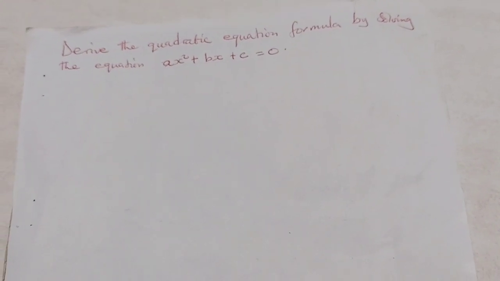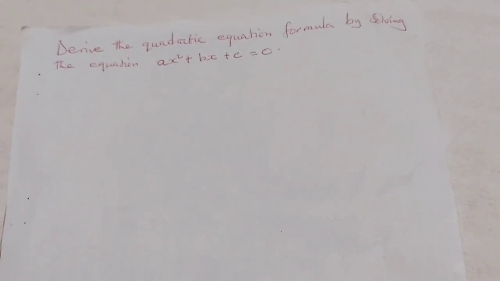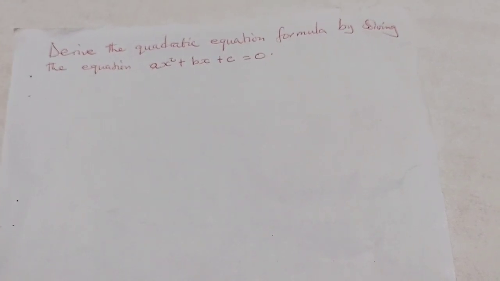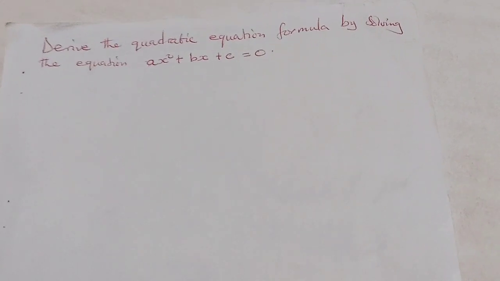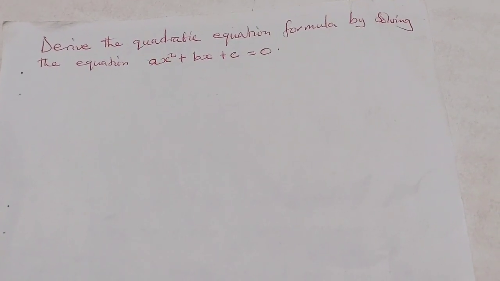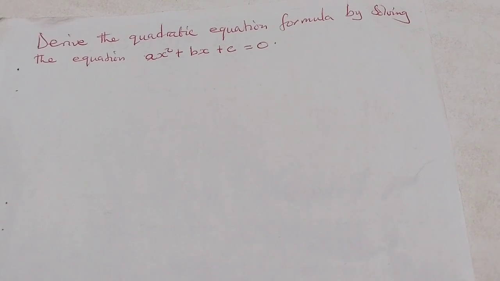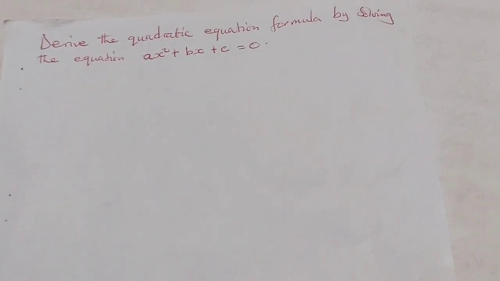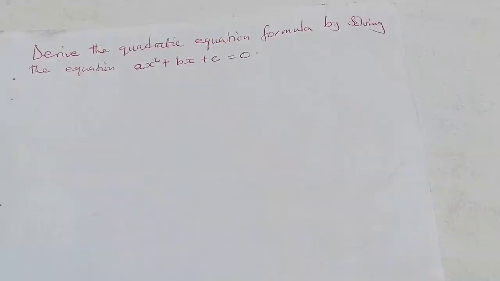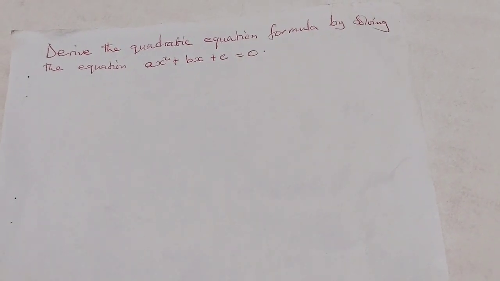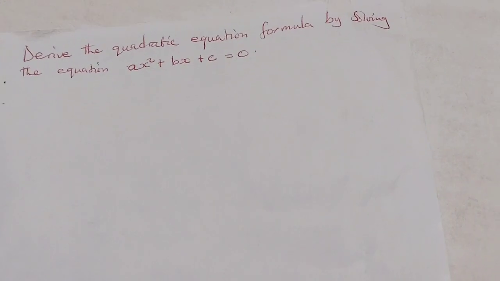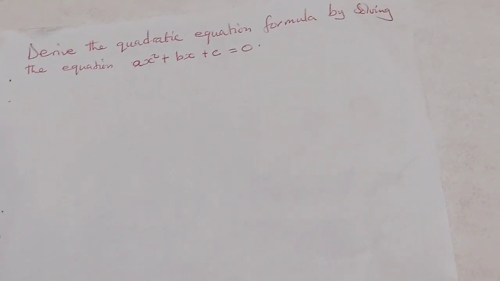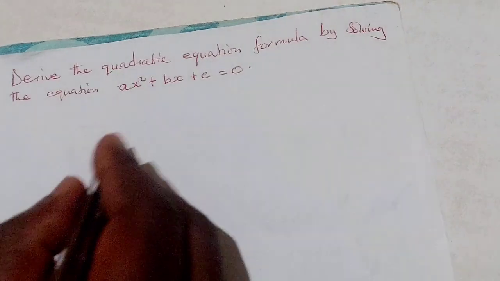Yeah, so here is our question. Derive the quadratic equation formula by solving the equation ax squared plus bx plus c equals 0. Now, if you look at this equation, this is how a typical quadratic equation looks like. So, for us to derive a formula, we are going to solve this one.